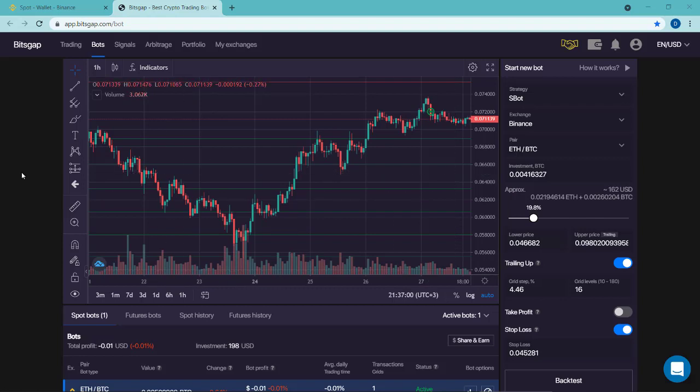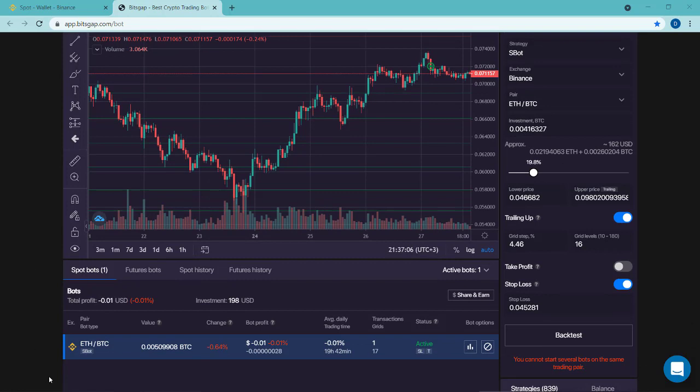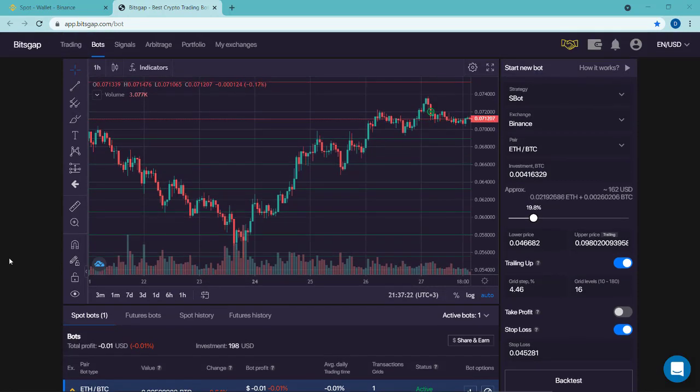So now we're looking at Bitsgap Trading Bot after I set it up yesterday. I set up a grid bot with Ethereum and BTC, and it's been running for 19 hours so far. So let's have a look at what's been going on. On the graph here, these red and green lines, whatever height they're at, represent the value of Ethereum against Bitcoin. On the right hand side we see different numbers. At the moment the value of Ethereum is 0.071, about 0.0712 Bitcoin.